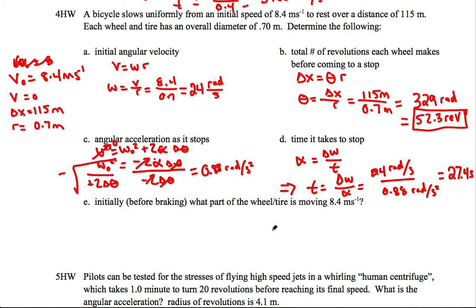And if I ask myself what part of the wheel tire is moving at 8.4 meters per second, well, if I think about it, I first related the angular velocity to the radius. And so it's actually the outer edge that's moving at that 8.4 meters per second. That is the tangential velocity of the bicycle. So it's the outer edge, the tire, if you will.